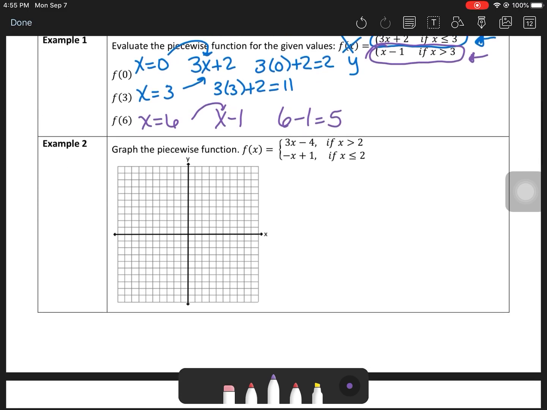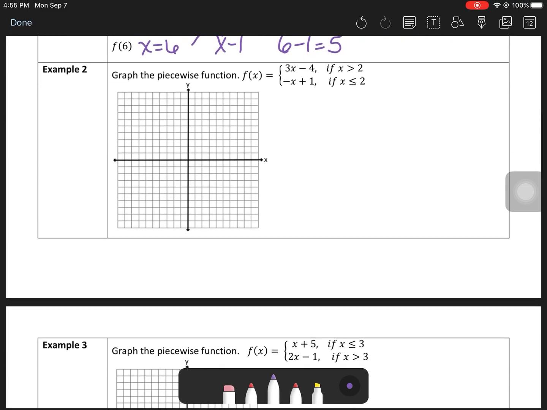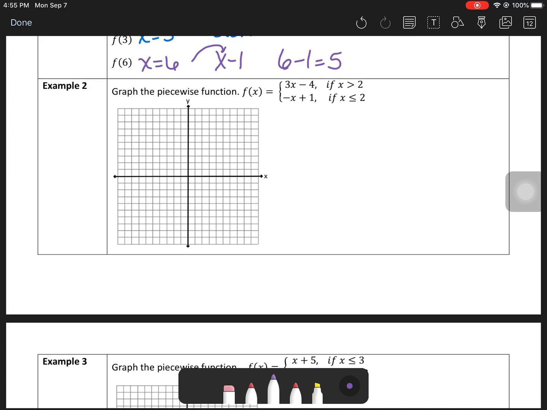After evaluating, we want to graph piecewise functions. Remember, we're simply only going to graph part of a line. That's what we're doing. A piecewise function is part. So I'm going to graph only the top part first. y equals 3x minus 4.